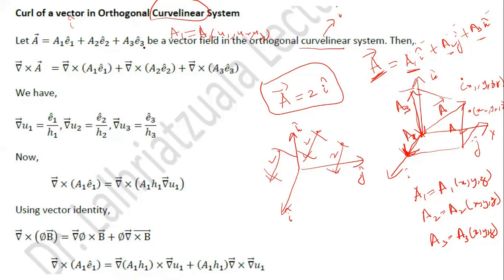So when you are going to take a curl of a vector field, you have to have a del operator operating on the vector field. Curl means when there is a cross product between this del operator and the vector field. When there is a dot product between a del operator and a vector field, this is called divergence.